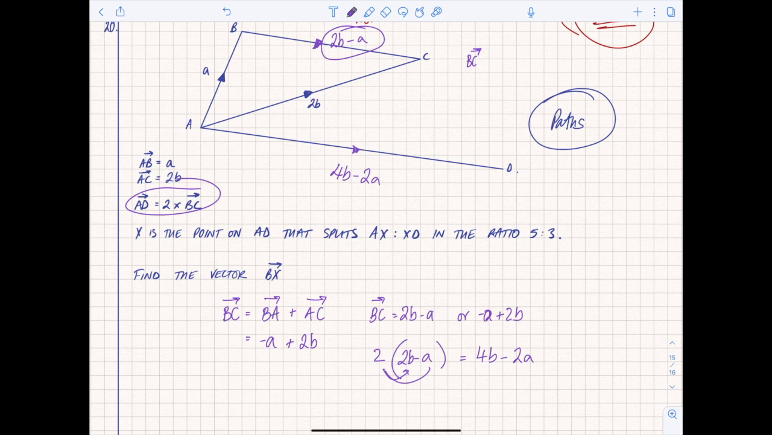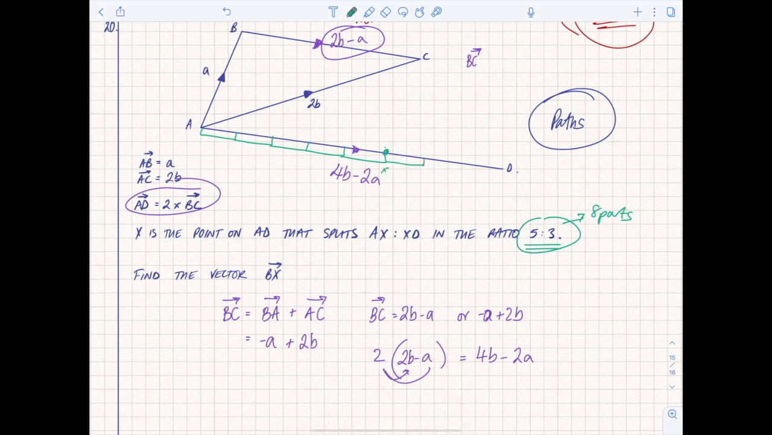It says X is the point on AD that splits A to X and X to D in the ratio of 5 to 3. So let's think about roughly where that would be. It'd probably be somewhere about there. So it says 5 parts to 3 parts, and this is where you start to involve ratio and fractions. If you imagine this entire line along here, I need to split it into a total of 8 parts. So 1, 2, 3, 4, 5. So that's where X is.